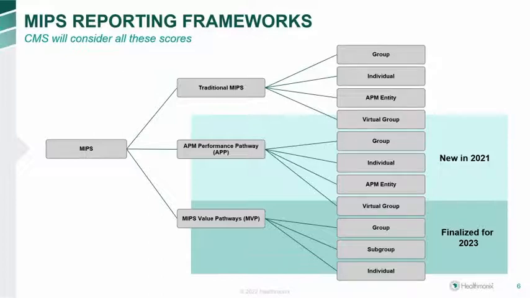And for MIPS value pathways, in which the first available performance year will be 2023, we'll see a new reporting option of multi-specialty practices and subgroups. The MIPS value pathways will add an additional reporting option of multi-specialty groups and subgroups.